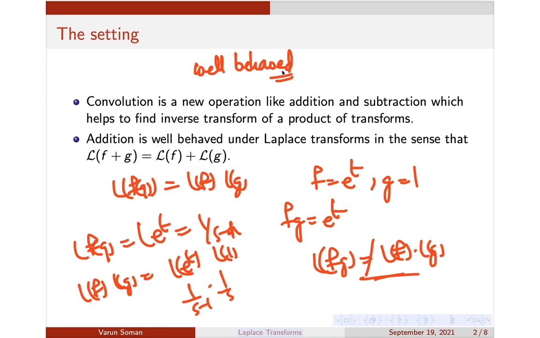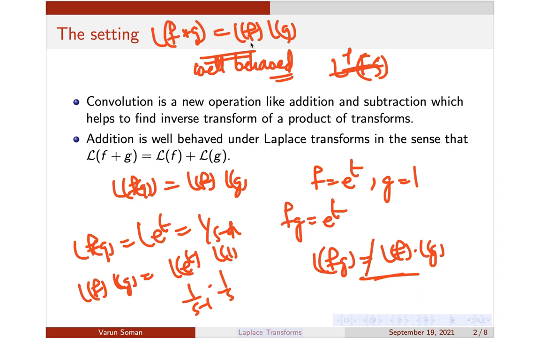So the next best thing possible is, it's a simple result, that this L inverse of your capital F into capital G, or in other words, your L of f star g is equal to L of f into L of g. This is the best result which is possible now. So what is the star? The star is called the convolution operation.